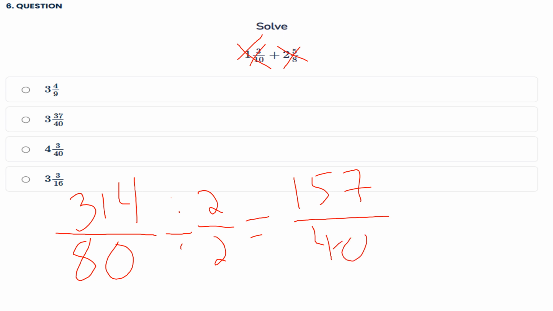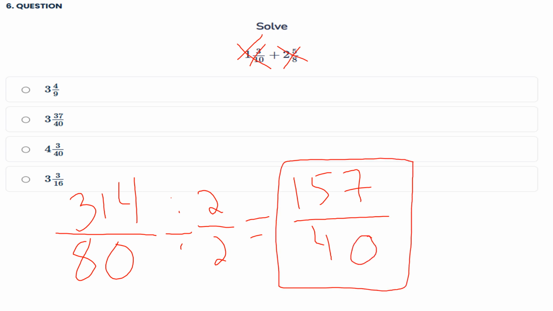So we end up with another improper fraction because that's how we started. And that's fine because we're going to change this improper fraction into a mixed number again because we don't have any improper fractions over there. So we just have mixed numbers over there. So 157 over 40 is already broken down to the smallest it's going to be, or to the simplest form.